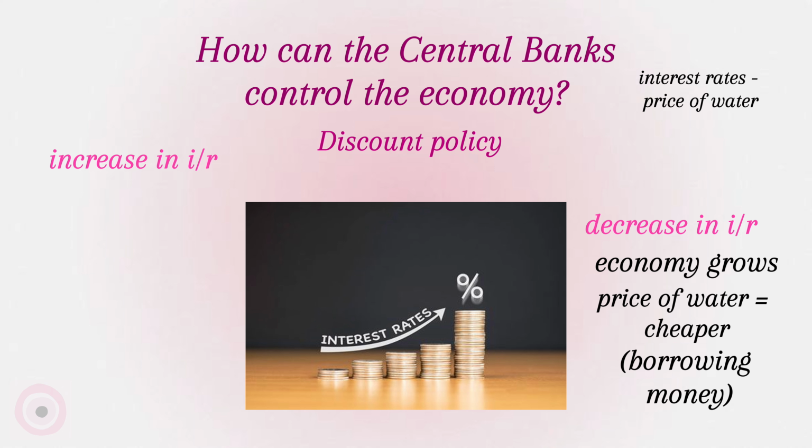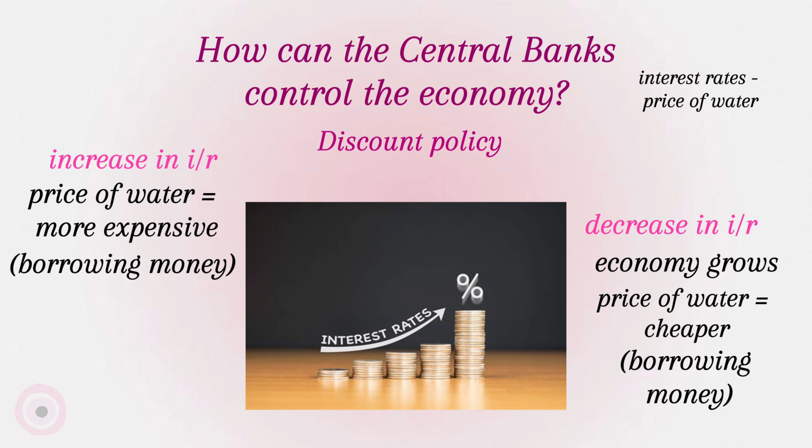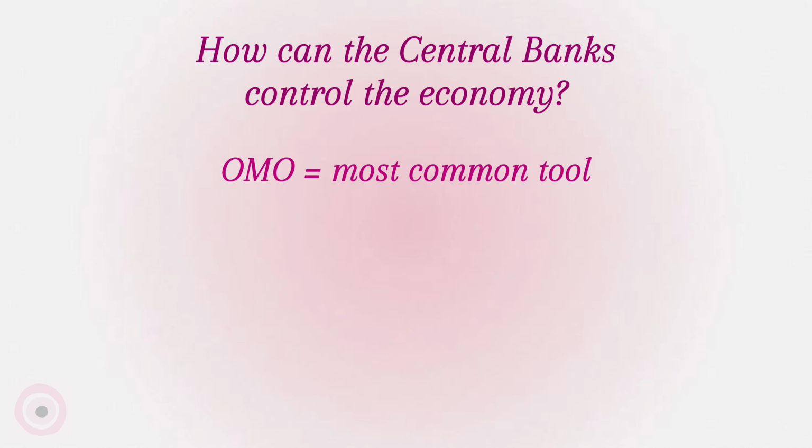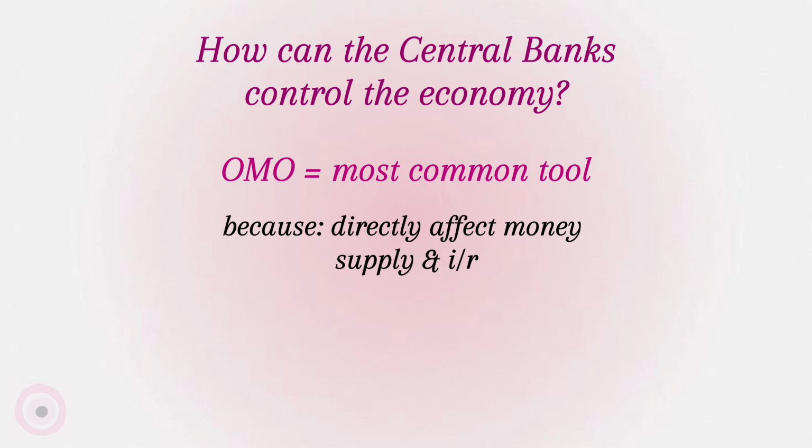And if interest rates go up, the price of water is more expensive. Borrowing money is more expensive. So just like in OMO, open market operations, it helps slow down spending and controls inflation. This is because people and businesses borrow less and save more. And OMOs are the most common way to control the economy. This is because they directly affect demand, supply, and interest rates.